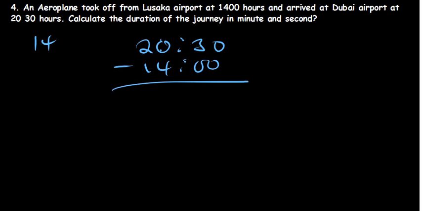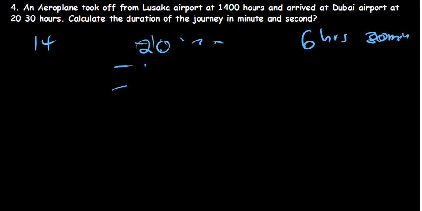If I do the subtraction, I'll get 0, I'll get 3, I'll get 6, here 0. Meaning we have got 6 hours, 30 minutes. So it took about 6 hours, 30 minutes for this airplane to reach Dubai. Now we convert these minutes, which is 30 minutes.